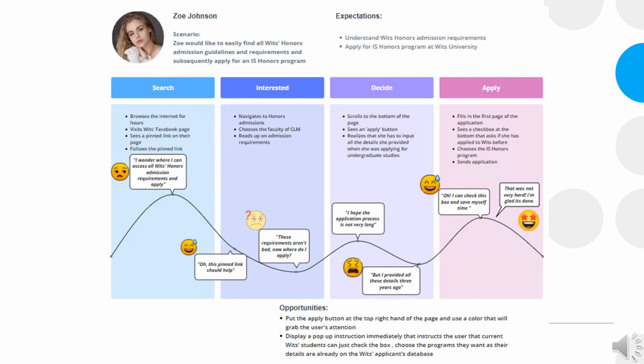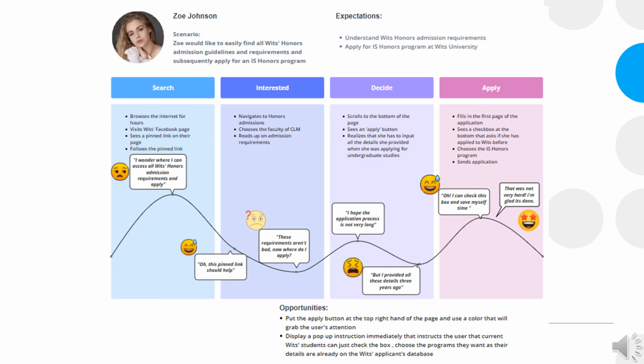I'm glad it's done. So Zoe has gone through this entire process using your application or your system that you're designing, and she gives you feedback. So at the bottom there, at your user journey map, you'd put opportunities as to how you'd want to improve after you get feedback from Zoe.